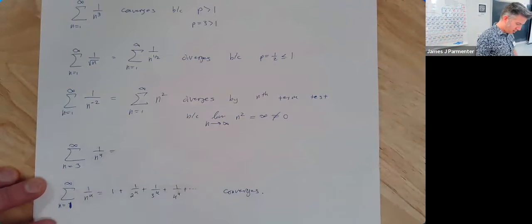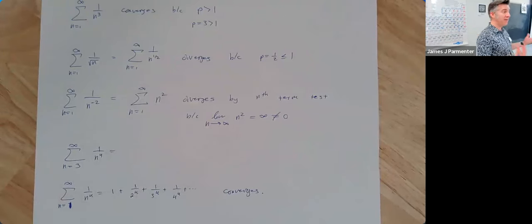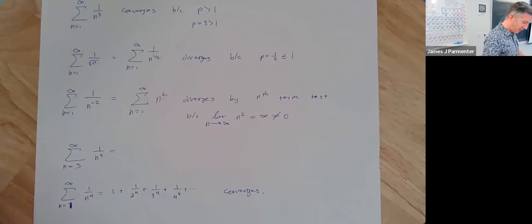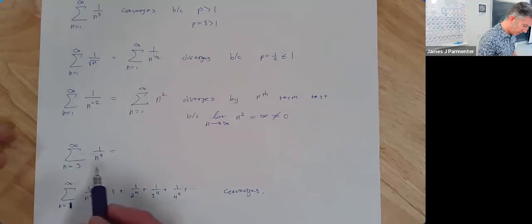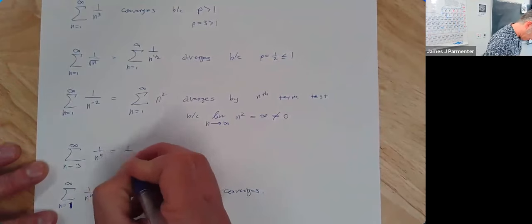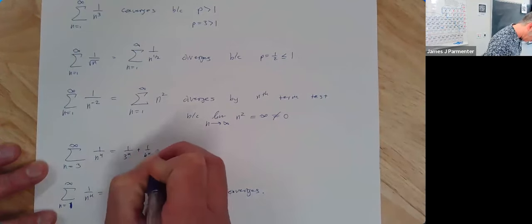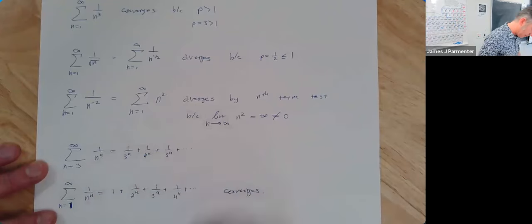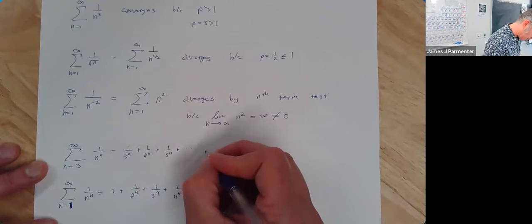This series up here, which is missing the first two terms, well, if you take something that adds up to a finite amount, that's what it means when we say a series is convergent, right? That series, 1 over n to the 4th, I don't know what it adds up to, but I definitely am 100% sure it adds up to something that is a finite real number. You take that finite real number and subtract 1 and 1 over 2 to the fourth from it, still adding up to a finite number. So this series, which is 1 over 3 to the fourth plus 1 over 4 to the fourth plus 1 over 5 to the fourth, et cetera, is also convergent.